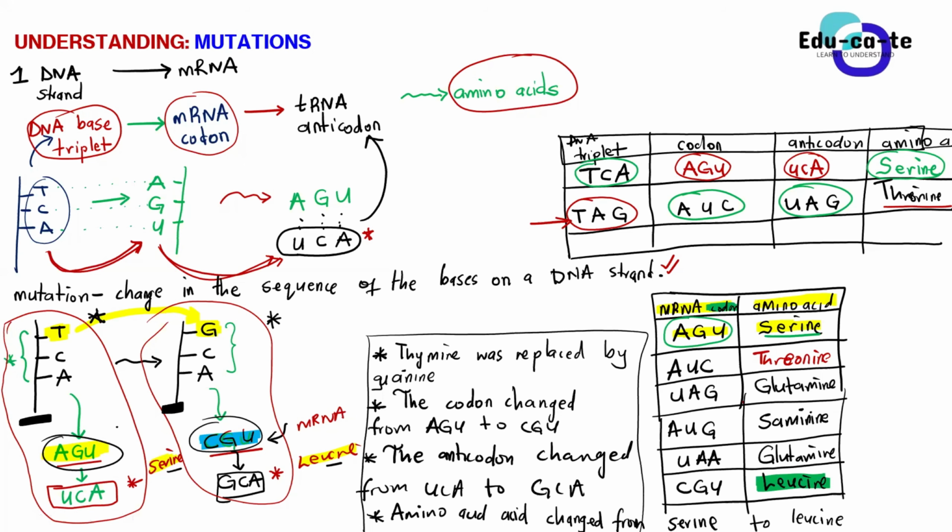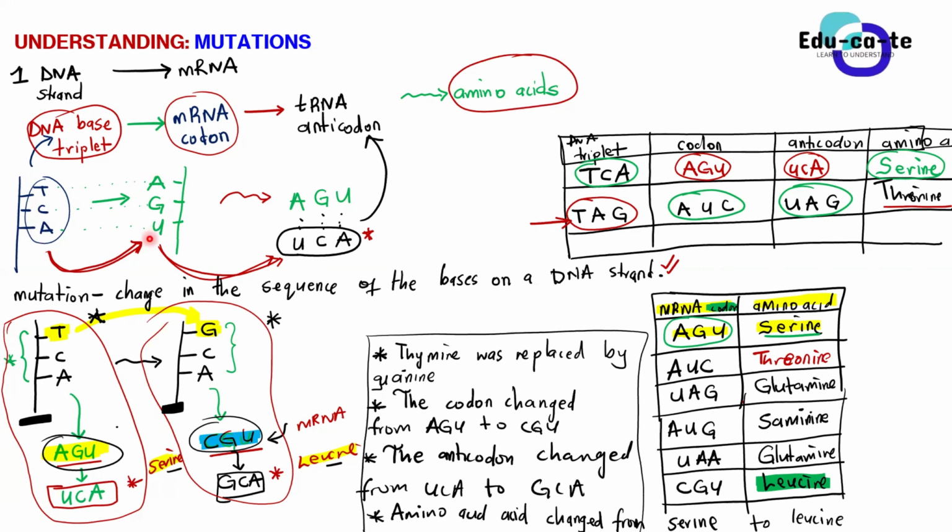Yes, guys. So just to summarize, I'll go back again. I told you that one DNA strand creates mRNA. Each and every DNA strand has DNA base triplets, just 3 nitrogenous bases following each other on a DNA strand. This base triplet creates the mRNA codon by pairing the bases: T pairs with A, C with G, and A with U, because this is mRNA.